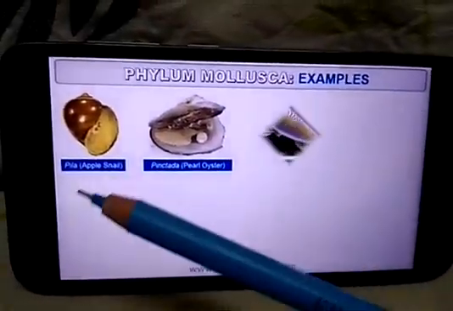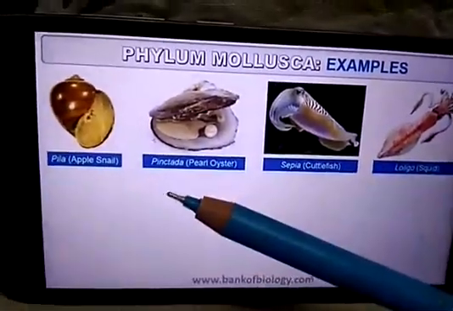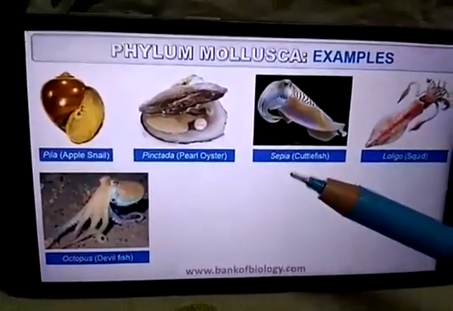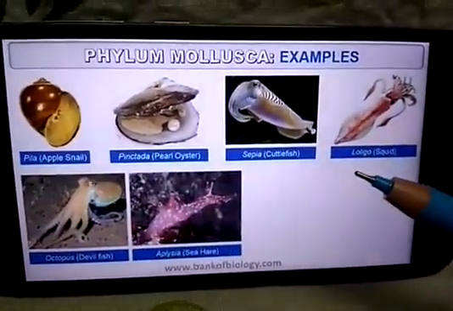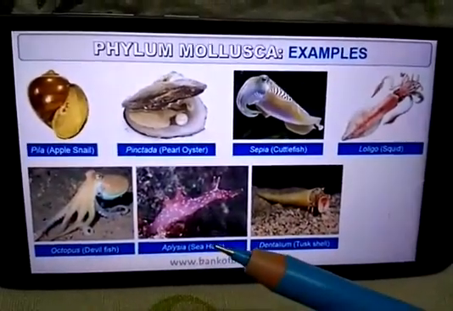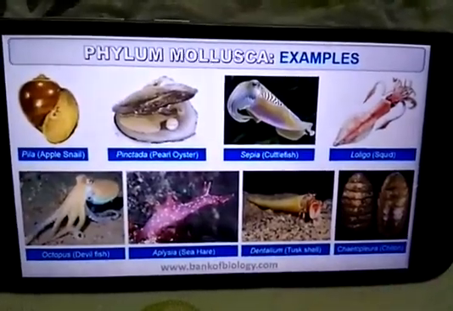Examples: Pila, apple snail, Pinctada, pearl oyster, Sepia, Loligo, octopus, Aplysia, Dentalium, etc.